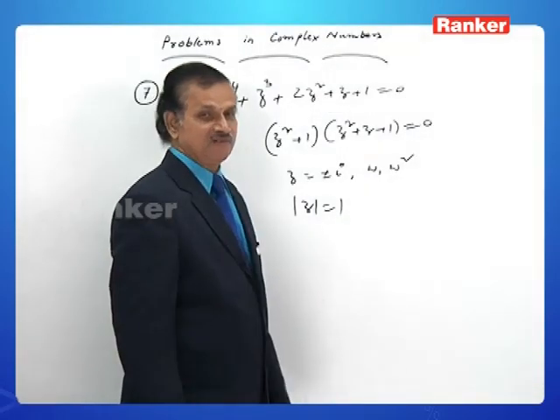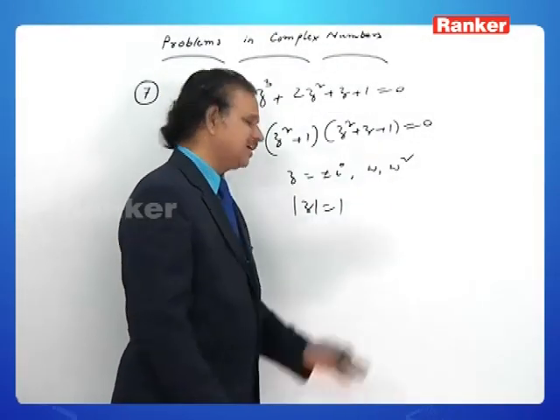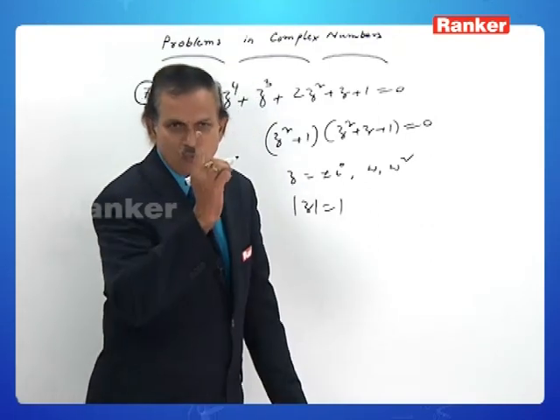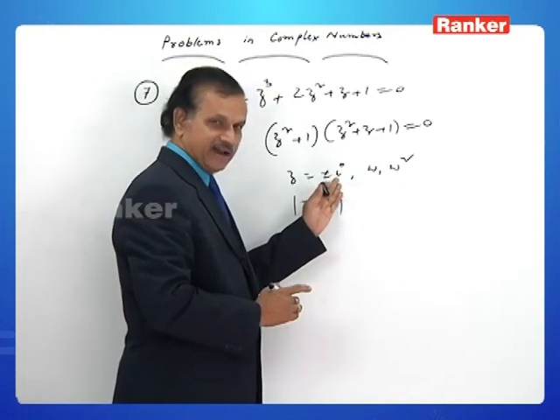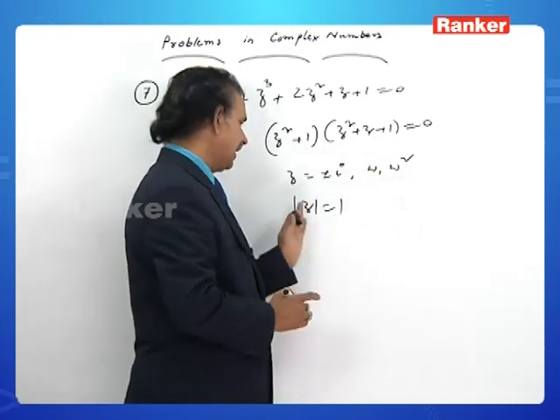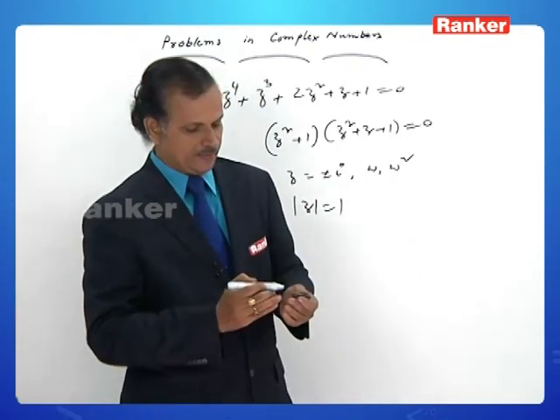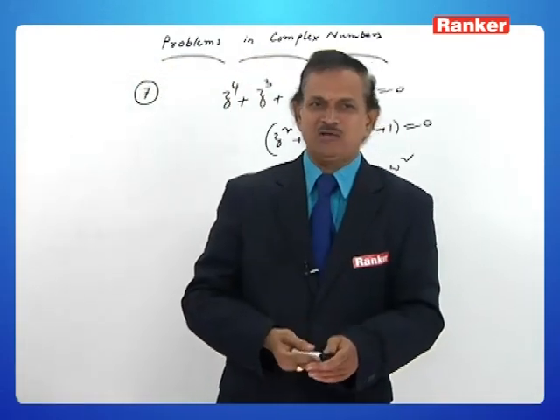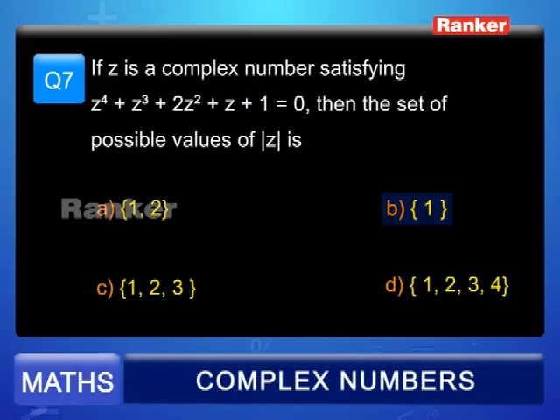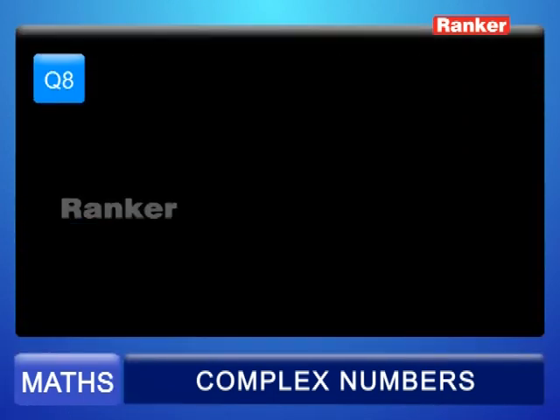What are the possible values of z? These are the possible values of z. What are the possible values of mod z? 1 only, because mod I is 1, mod minus I is 1, mod omega is 1, mod omega square is 1. Hence mod z is 1 in any case. Therefore, the only possible value of mod z is one only, that is the singleton set containing 1. Option B is the correct answer for this question. The next question is question number 8.